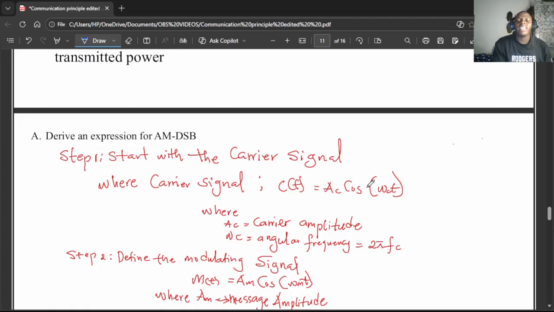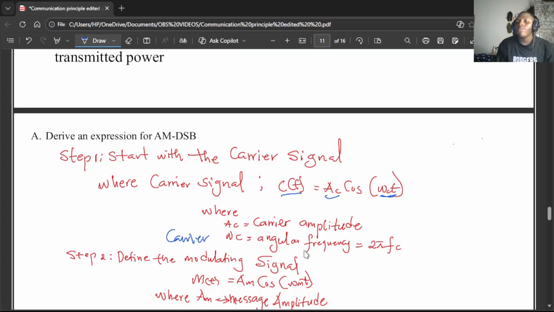So the parameters we have there: the c(t) you are seeing here simply stands for your carrier signal. Your AC simply stands for your carrier amplitude, while your W subscript C simply stands for your carrier angular frequency. So this is called your carrier angular frequency.